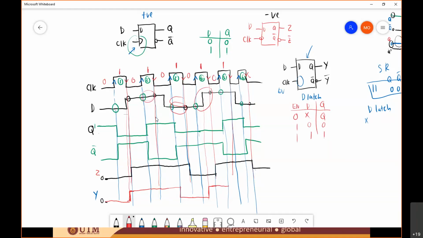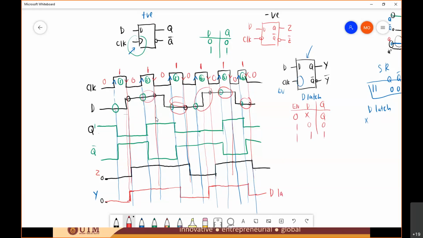And when it is 1, you need to see your D. Since your D is always 1, you draw it always 1 until there. And this one is 0, so no change. And this is a 1, so you need to see your D. The input D is 0, so it will become 0. And D is 0, so another no change. So this is the output of your D latch.